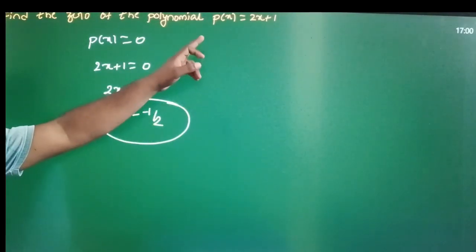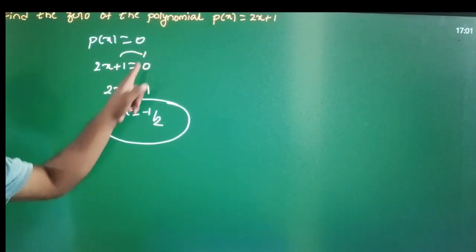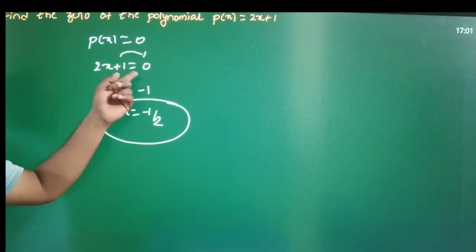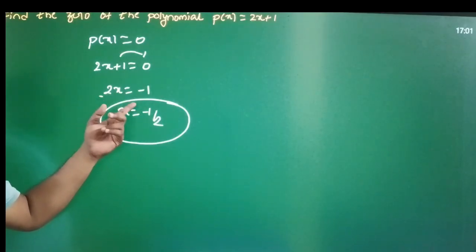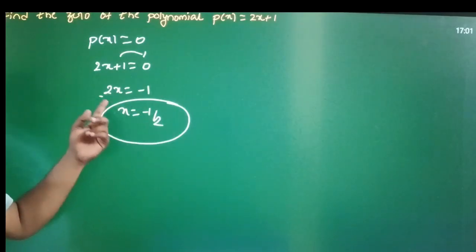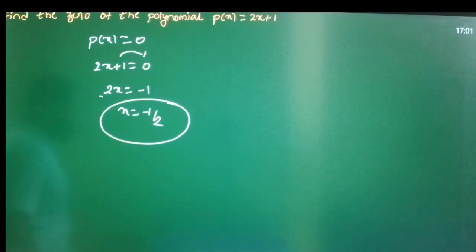Now we equate 2x plus 1 to 0. Here plus 1 is transferred to this side and converted to minus 1. So 2x equals minus 1, x equals minus 1 by 2. Here 2 is multiplied on this side, and on this side 2 is divided.